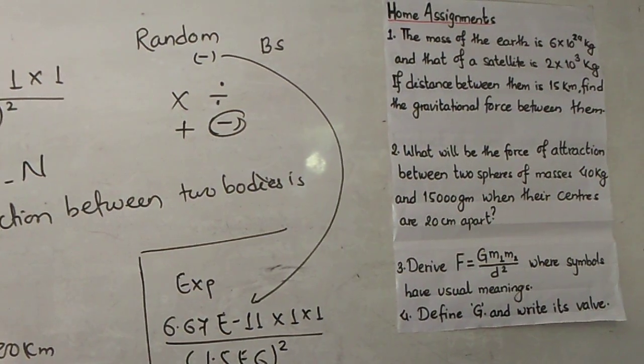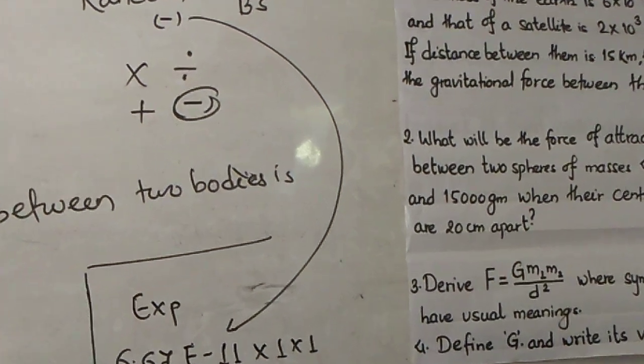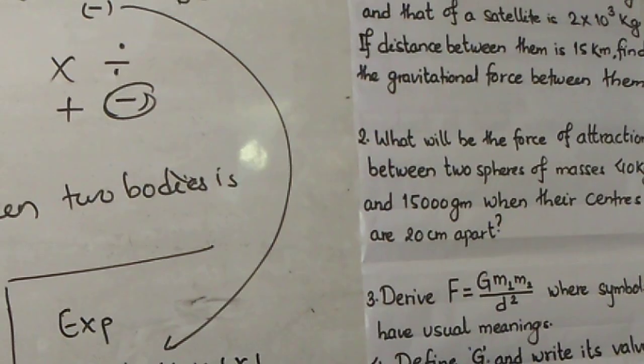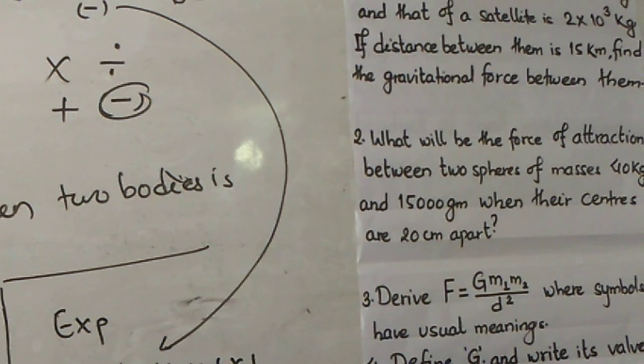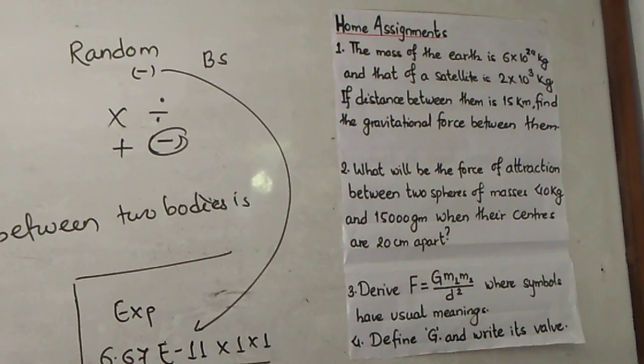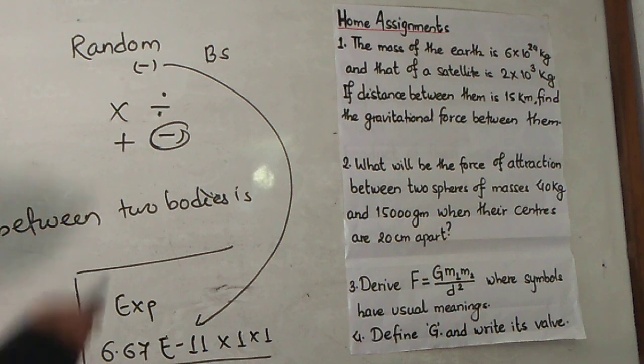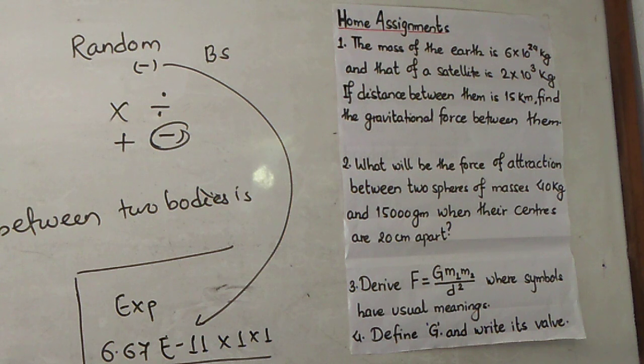Okay, for the home assignment, numbers 1 and 2 are numericals. In those, the two masses of Earth and satellite are given. They both are in SI unit, so you can enlist them. It is not necessary to convert the unit. And the distance between them is 15 kilometer, and kilometer is not an SI unit, so you have to convert kilometer into the SI unit, that is meter.